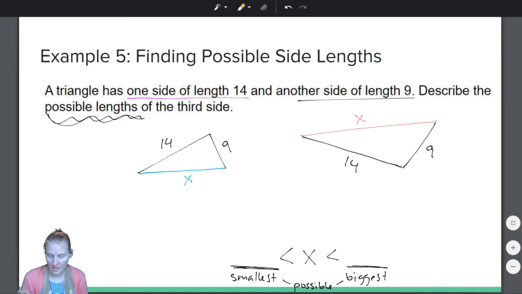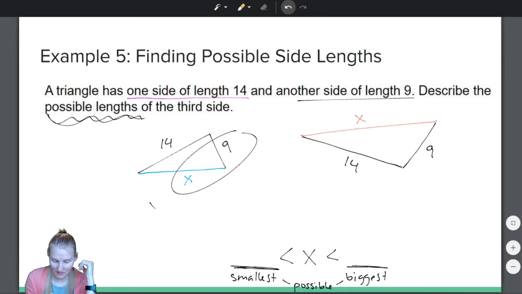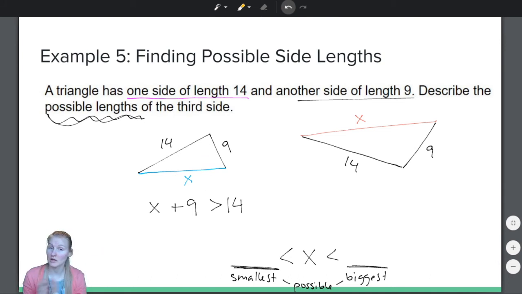In order to find the smallest possible side for x, we would need for x to be shorter than 14. That makes it the smallest possible side. So then, that means that x plus 9 has to be greater than 14. Right? Because the Triangle Inequality Theorem says I should be able to add any two sides together and have it be larger than the third.